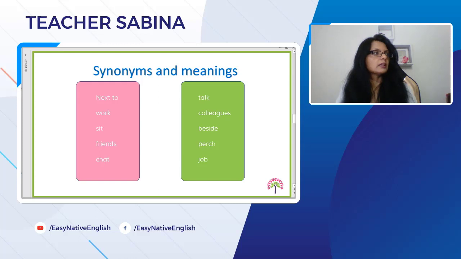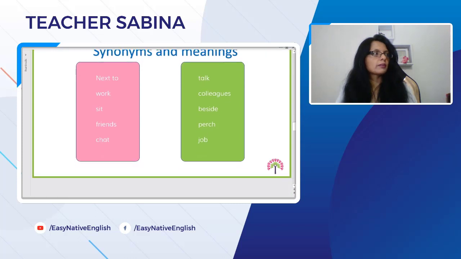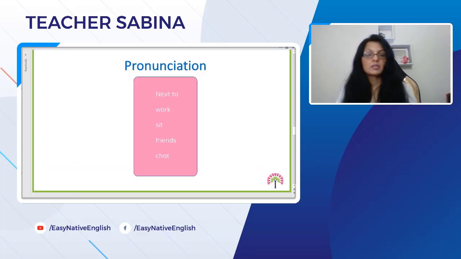Let's see, the next thing we have to do is pronunciation. Okay, I'm going to read out the words the way they're supposed to be pronounced, and then you're going to pronounce them after me. Okay, so I will pause and then I'll let you have a chance to say the words after me. So the first couple of words are next to, next to.